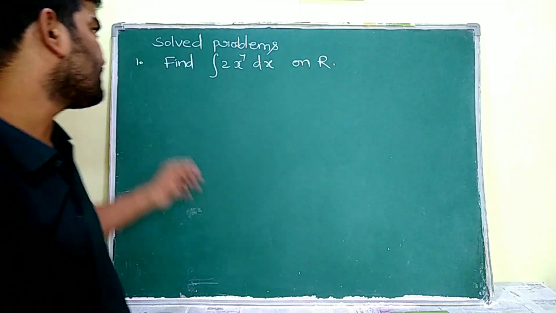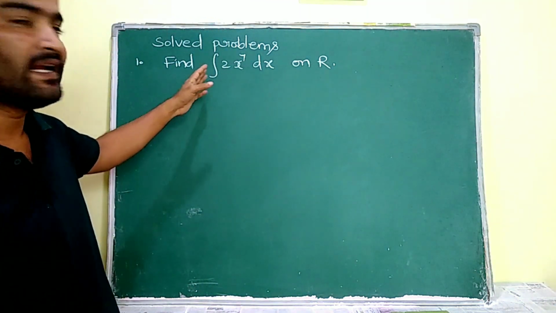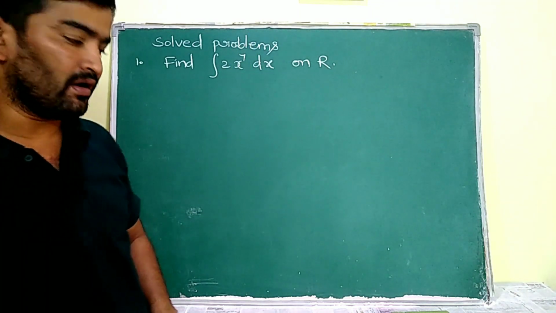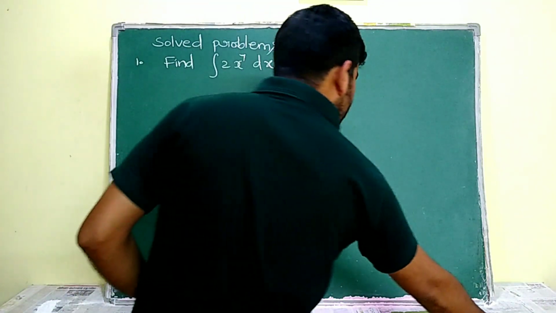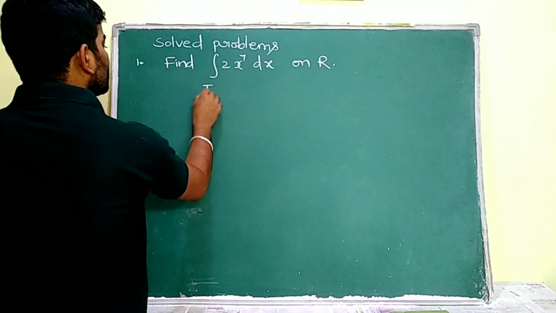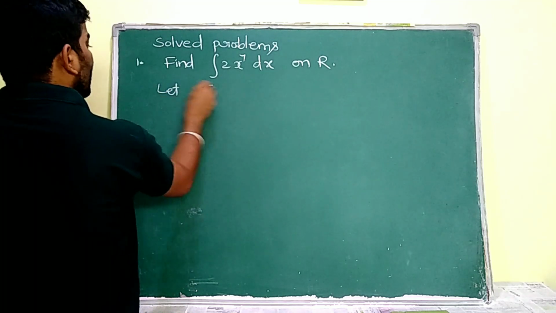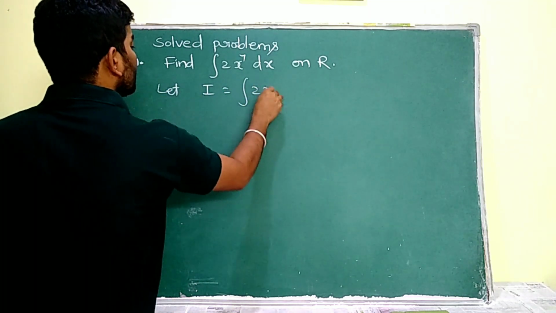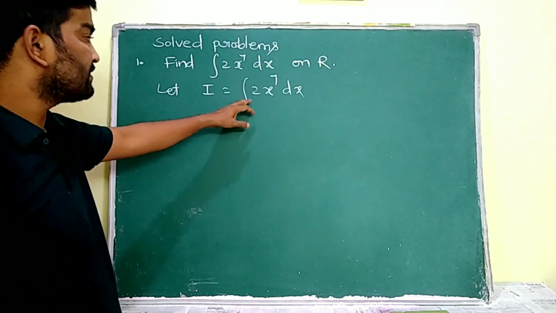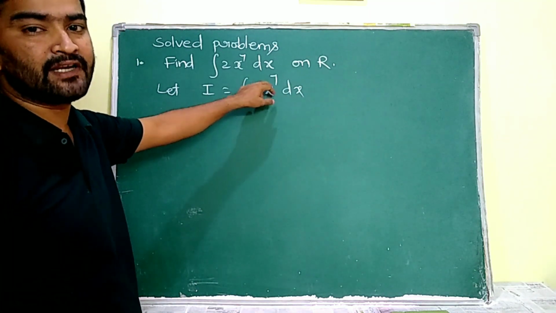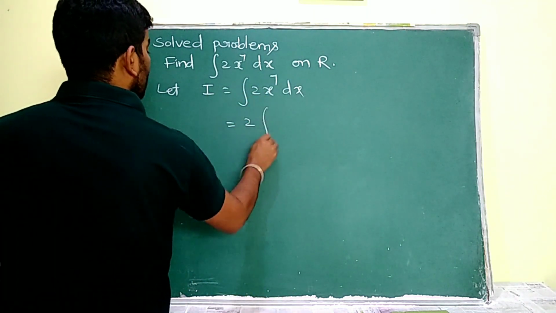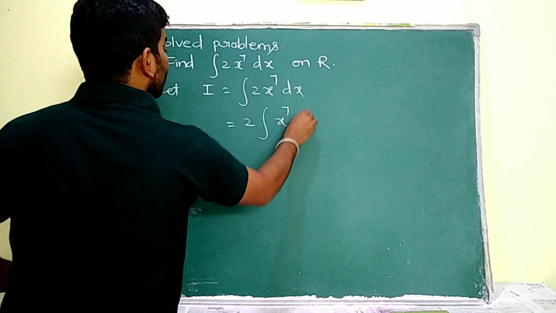First one, see the solved problems. Find integral 2 into x power of 7 dx on R. To solve this problem, firstly we have to write the given question as I. Let I is equal to integral 2 into x power of 7 dx. We learned that if any constant is beside the variable, that will be taken out to the coefficient portion. So 2 into integral x power of 7 dx.